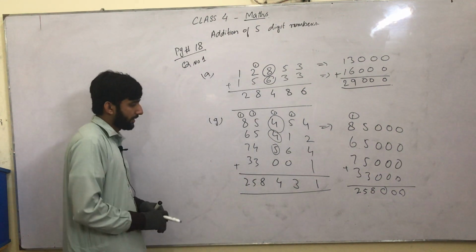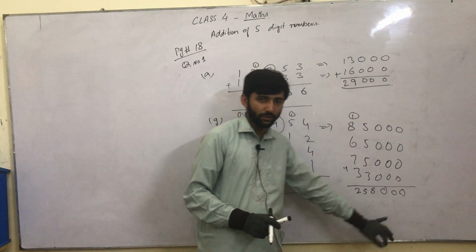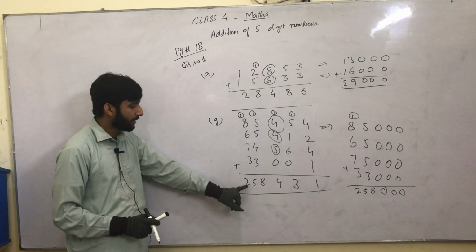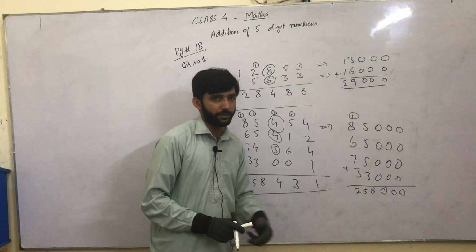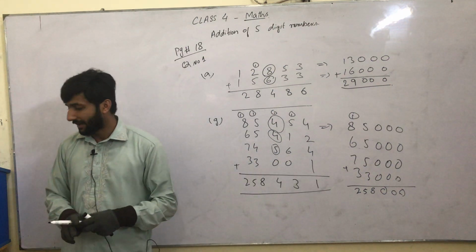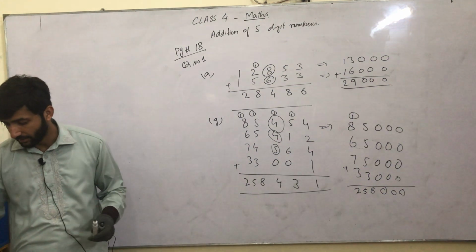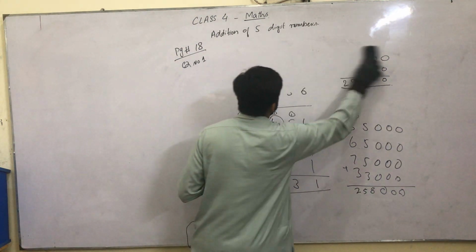So you can see that our estimated value is 258,000, whereas our calculated value is 258,431. There is a minute difference between both of these values. This is the mechanism of how to solve question number 1 on page number 18. Now moving on, page number 19.